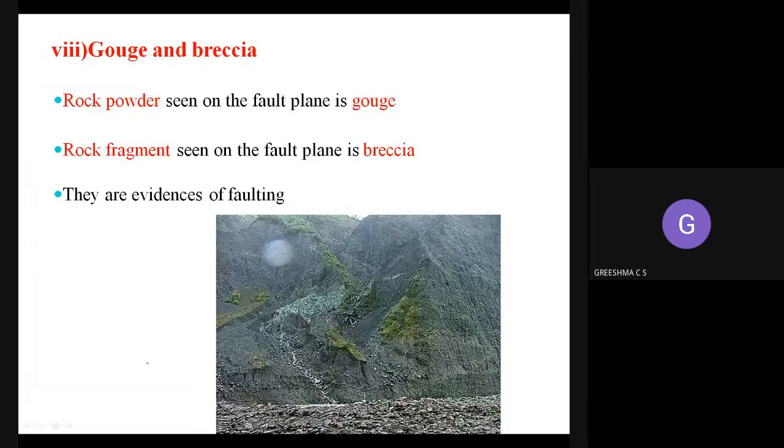So gouge means basically a rock powder. See here, this is a rock which has been subjected to a fault. So a fault has occurred in this rock. Once the fault has occurred, you can see some rock powder. This rock powder is called gouge. So that is a rock powder, called gouge, and the rock fragments that are found are called breccia. Rock in the fault planes.